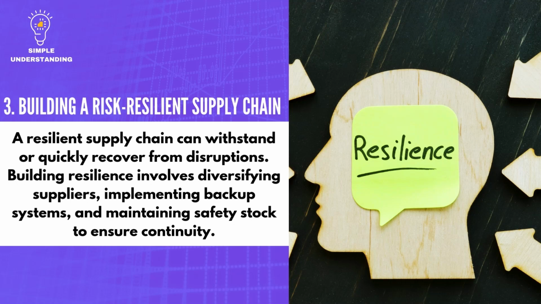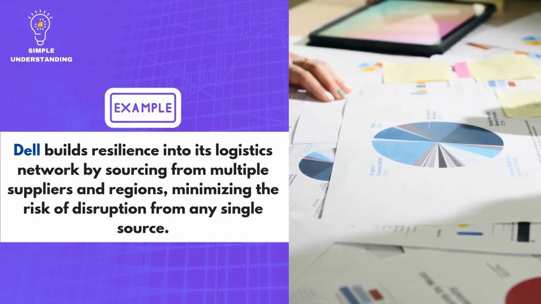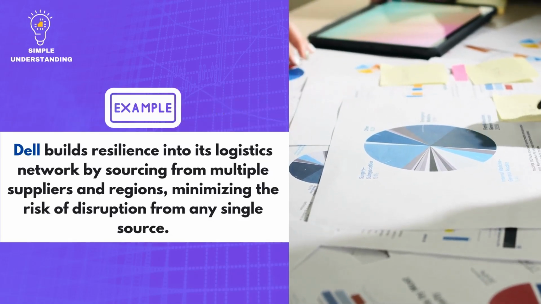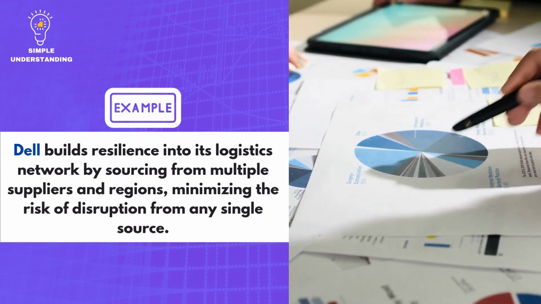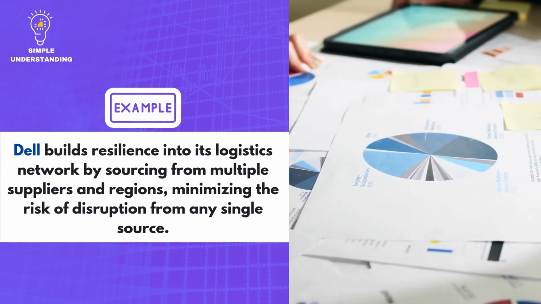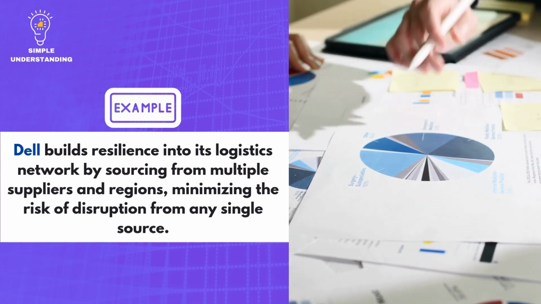Explanation. A resilient supply chain can withstand or quickly recover from disruptions. Building resilience involves diversifying suppliers, implementing backup systems, and maintaining safety stock to ensure continuity. Real company example. Dell builds resilience into its logistics network by sourcing from multiple suppliers and regions, minimizing the risk of disruption from any single source.